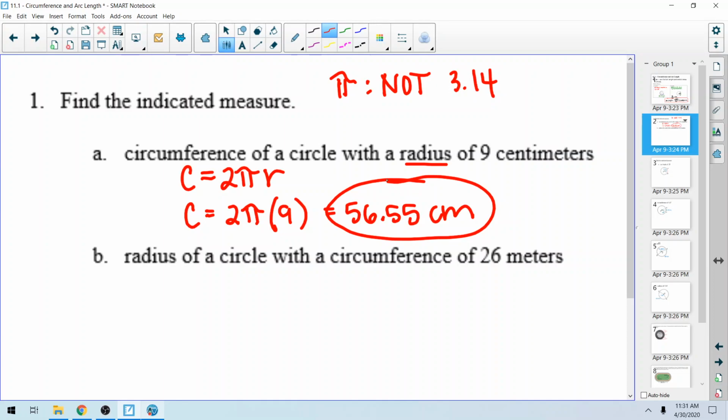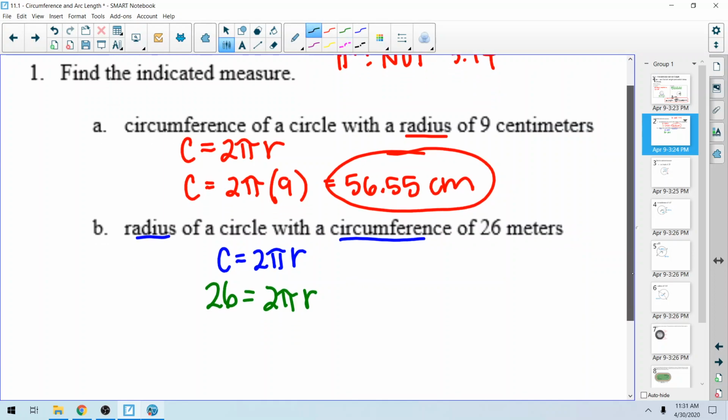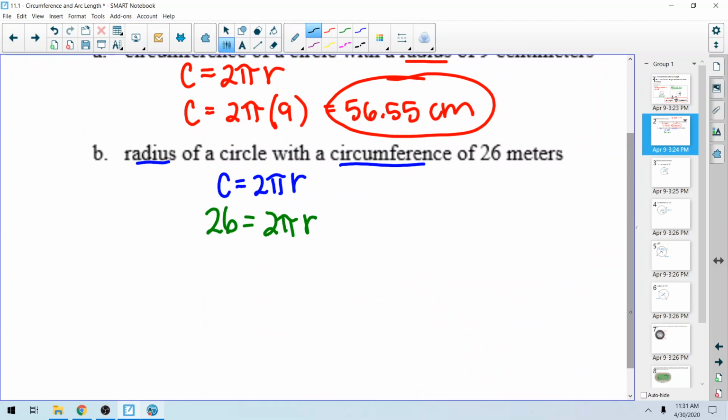Okay, letter B, find the radius of a circle with a circumference of 26 meters. So this time we still know we're dealing with a circumference, and we're trying to find a radius. So I'm still going to deal with 2 pi r. But this time it told me that the circumference was 26, so 26 equals 2 pi, and I'm trying to find the radius, so leave it as a variable. Now we're just going to solve this equation. I can do it in one step. If I want to get the radius alone, I'm going to divide by 2 pi. Okay, over here I'm going to have my radius.